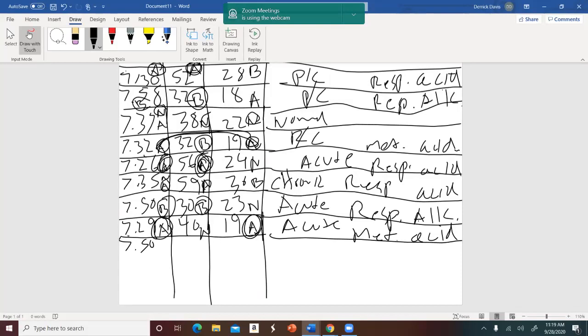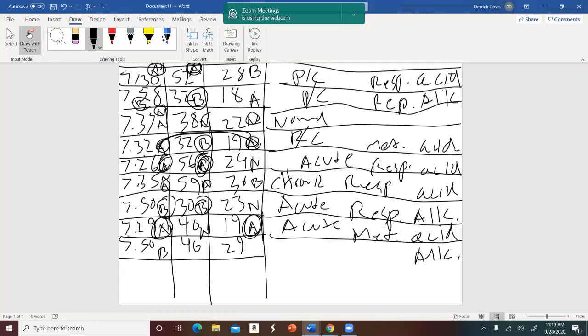All right, let's do another one, 7.50. Well, 7.29. Let's do a CO2 of 46. Let's try this one. CO2 of 46, and then a bicarb of 29. Let's stretch out a little bit here. So 7.50 is basic, so I have an alkalosis.